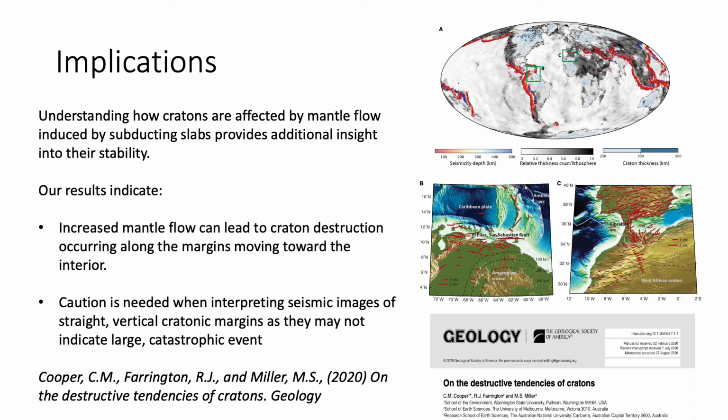Okay, so what do these results imply? Our understanding of how cratons are affected by mantle flow induced by subducting slabs provides additional insight into their stability. Our results indicate that increased mantle flow can lead to craton destruction occurring along the margins, moving inwards to the craton interior. But we also have to be cautious when interpreting seismic images of straight vertical cratonic margins, as they do not necessarily indicate large catastrophic events.